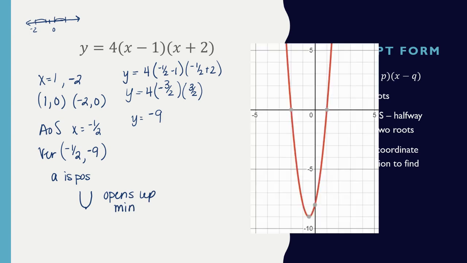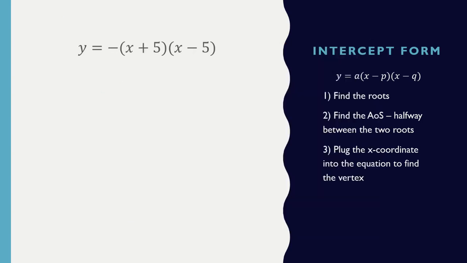And here you can see the graph. Just in case that's kind of helpful to you, you can see that the vertex was at negative 1/2, negative 9 here. Our roots, and then the axis of symmetry, I didn't draw it in, would be halfway between. Okay, let's try another one. Go ahead and pause the video, try this one out, see what you come up with.